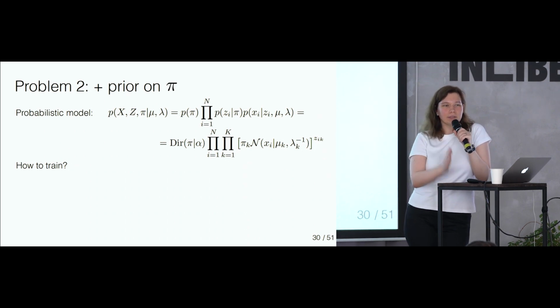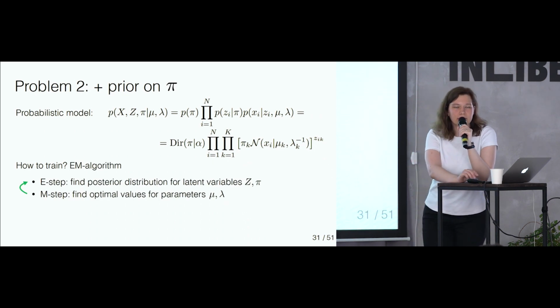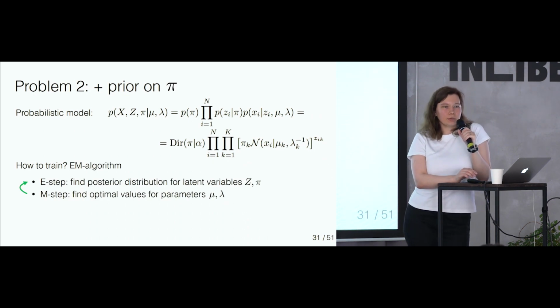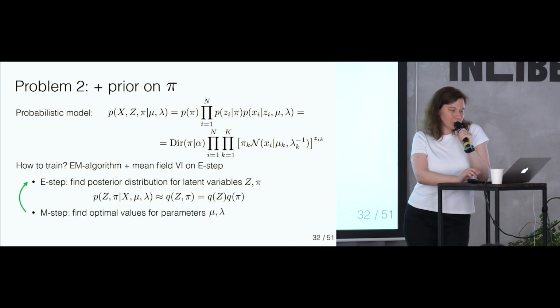Like question one, do we need the EM algorithm or not? Yes, that's the right answer, because we have both parameters, mu and lambda, and latent variables, z and p. The difference from the previous task is that here on the E-step, we don't have conjugacy, but we have conditional conjugacy. And you will check it now. Here we should use variational EM algorithm, so EM algorithm with mean field approximation on the E-step.